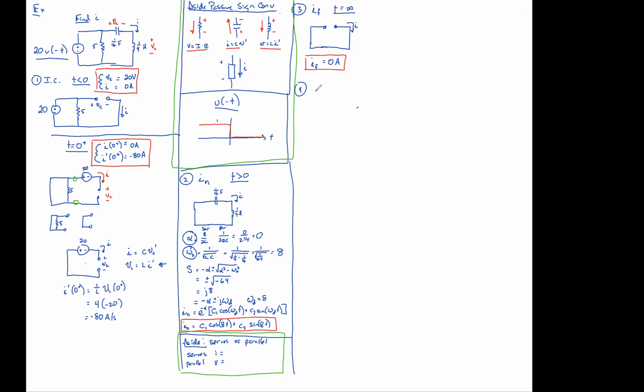Here is the fourth step where you find what you're asked to find. And that total solution is equal to the natural solution plus the forced solution. Now is where you're going to match initial conditions. So here's where this is C1 cosine of 8t plus C2 sine of 8t.